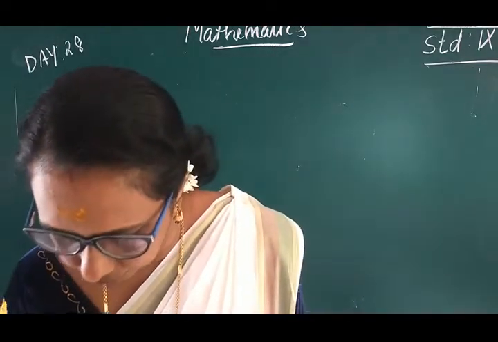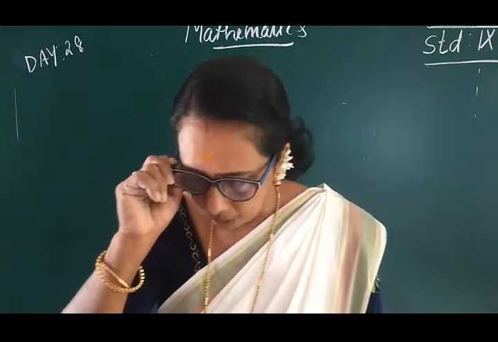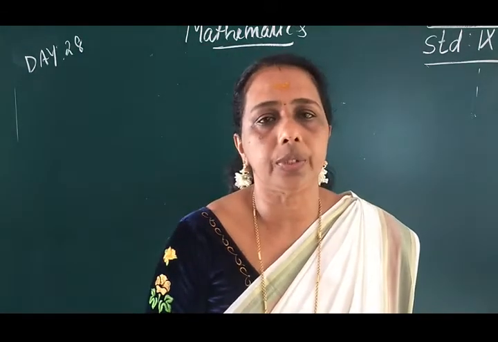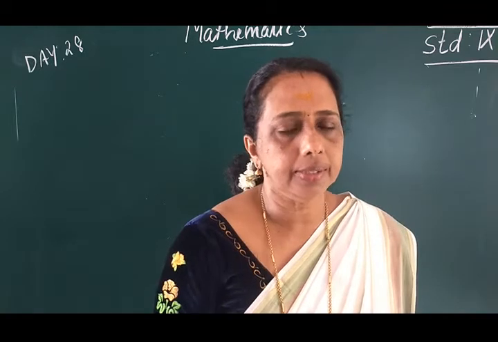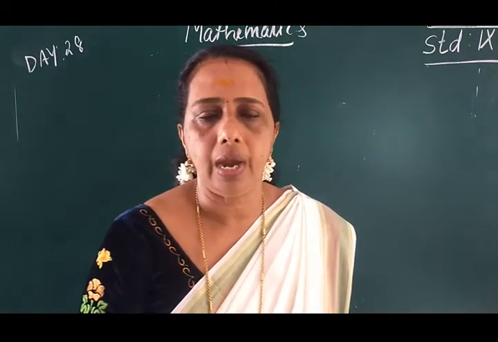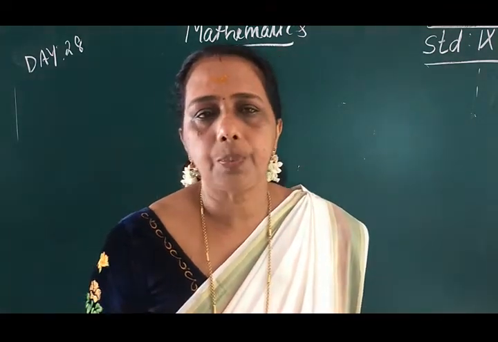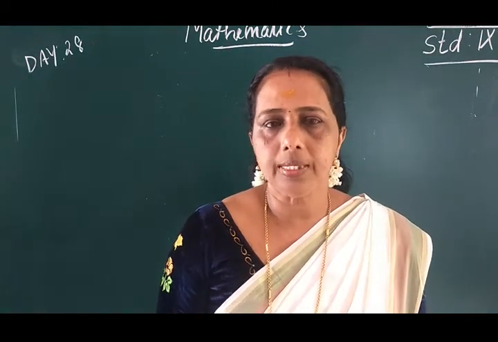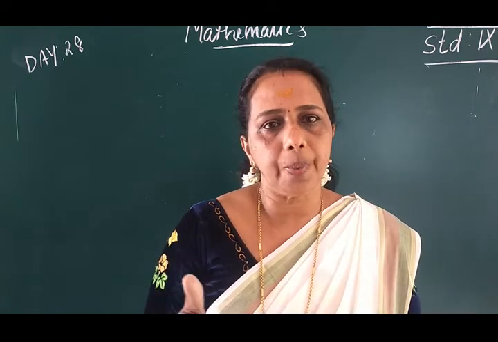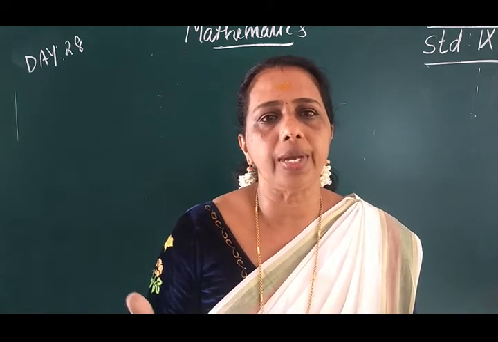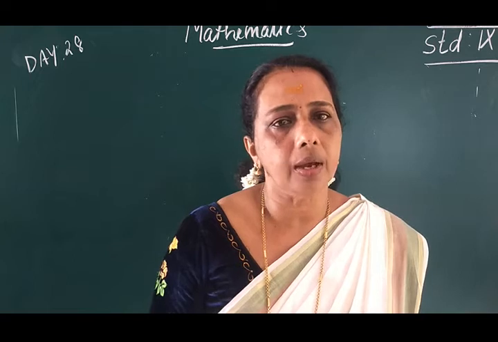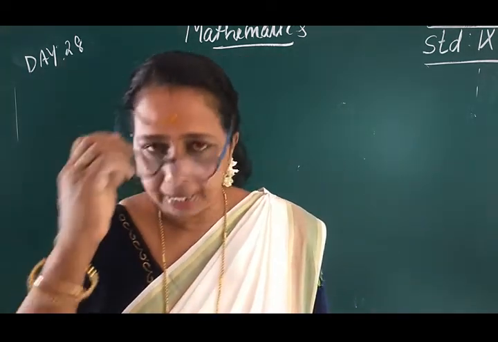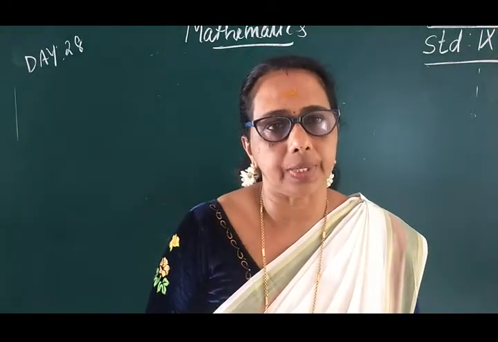Factorize each of the following. Question number 7 was to evaluate the following using suitable identities. In those problems we used the identity x plus y the whole cube and x minus y the whole cube. In this problem, given the expansion of x plus y the whole cube or x minus y the whole cube, you have to write the factors of the given expression.